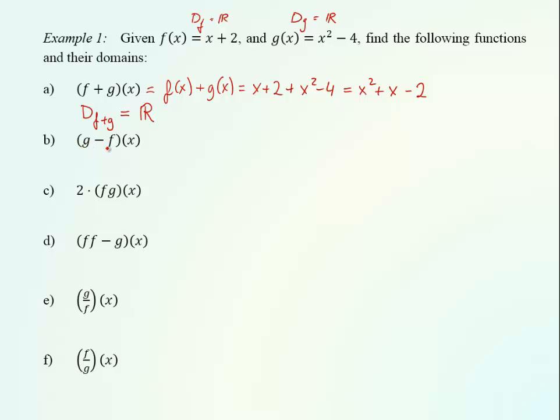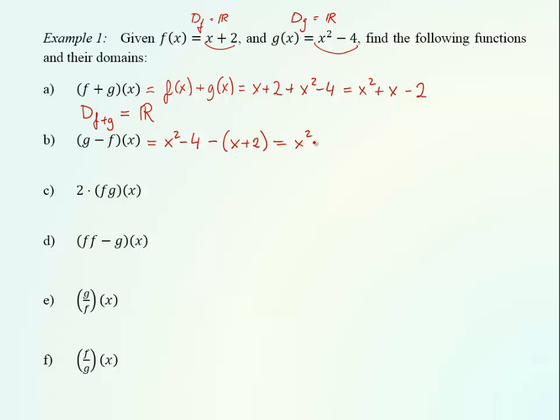Similarly, the function g minus f of x is g of x, which is this one. So we can write x squared minus 4, and then we need to subtract f of x, which is that much. So we need to put a bracket, x plus 2.